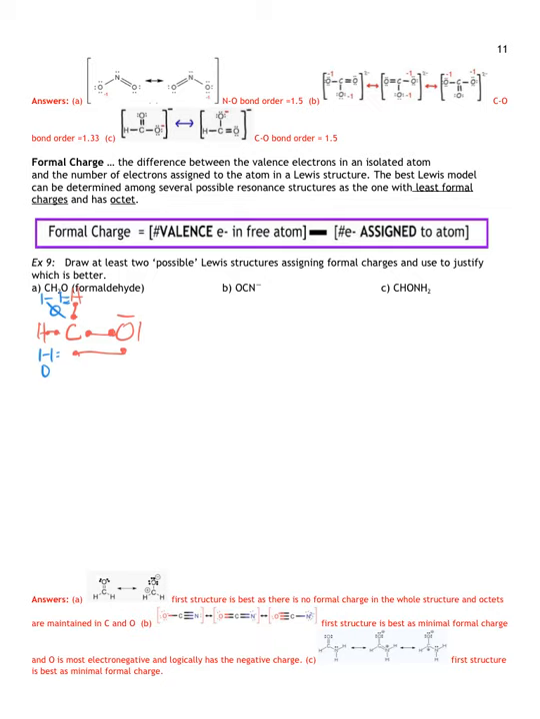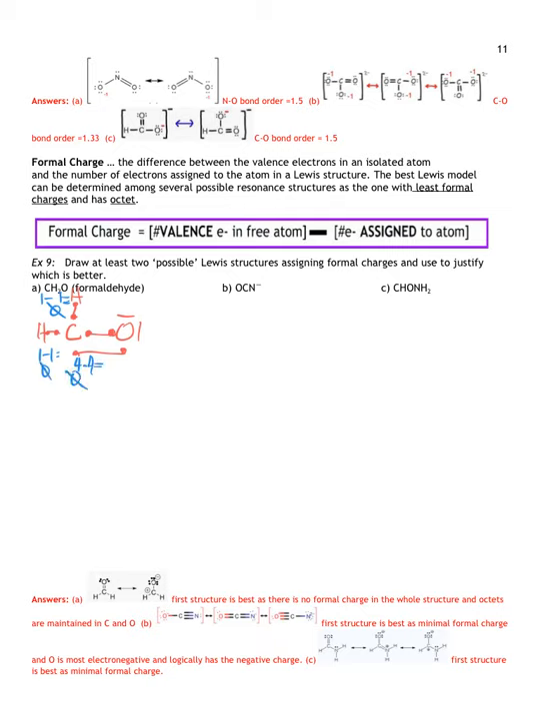Now we go to carbon, the formal charge of carbon. Carbon has 4 valence electrons minus the number of electrons assigned to that carbon, which is 1, 2, 3, and 4. So 4 minus 4 is going to give you 0. So the formal charge there is 0.